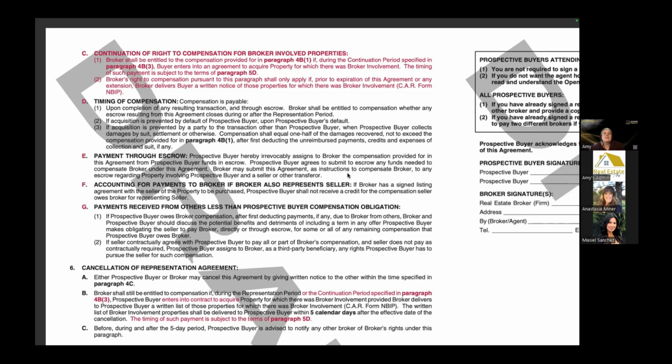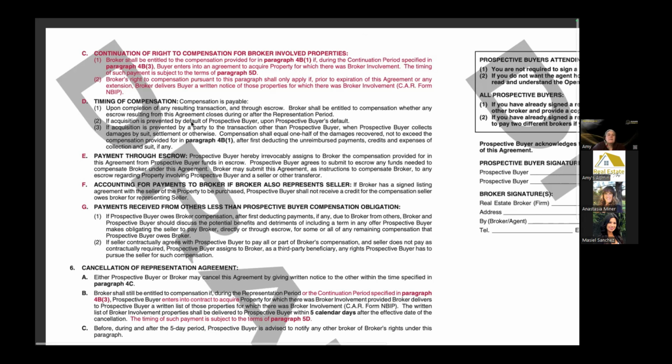Broker's right to compensation pursuant to this paragraph shall only apply if prior to the expiration of this agreement or any extension, broker delivers buyer a written notice of those properties for which there was broker involvement. So make sure if this expires that you serve them that, and if you don't sign a regular BRBC, that you make sure you give them a copy of the NBIP, the notice of broker involved properties.